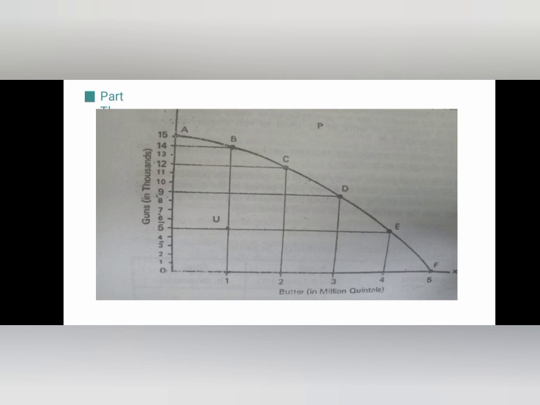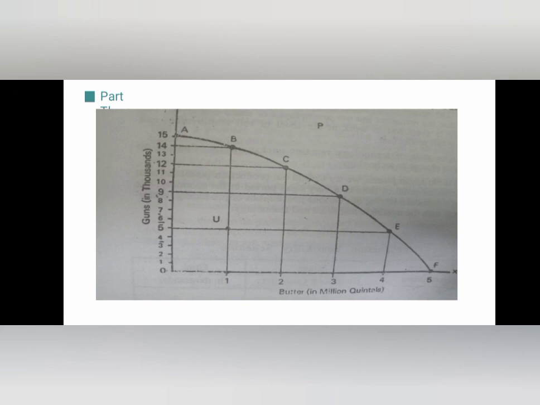We can represent the data of the schedule in a graph. On the x-axis, we take butter and on the y-axis guns. With the data available in the schedule, we locate the points A, B, C, D, E, F, and by joining these points, we obtain the production possibility curve.